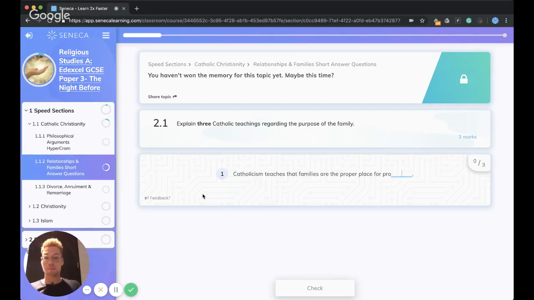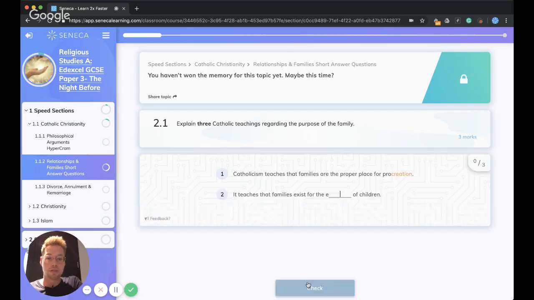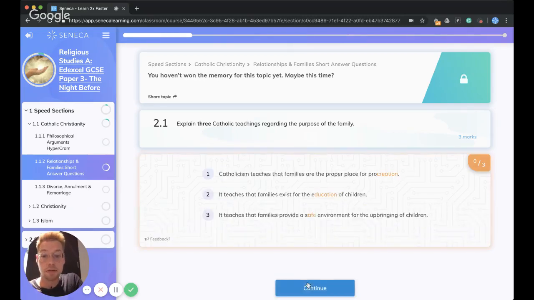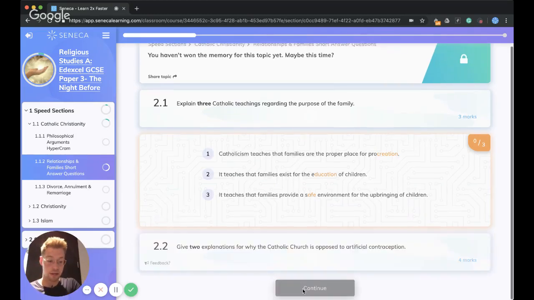Anyway, so part A questions, you need to give 3 single statements, okay? So in this example, Catholics teach that families are the proper place for procreation. It teaches that families exist for the education of children, and it teaches that families provide a safe environment for the upbringing of children, okay? So those are our outline questions.